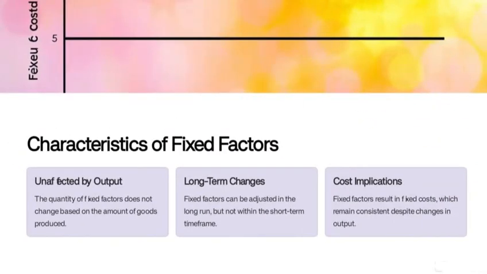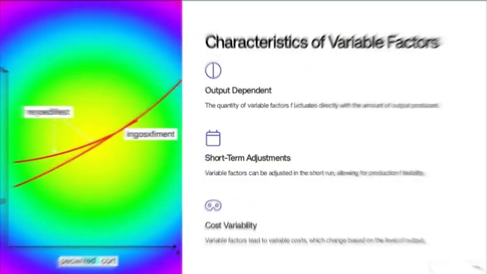Characteristics of fixed factors: unaffected by output. The quantity of fixed factors does not change based on the amount of goods produced. Long-term change: fixed factors can be adjusted in the long run but not within the short-term time frame. Cost implication: fixed factors result in fixed costs, which remain consistent despite changes in output.